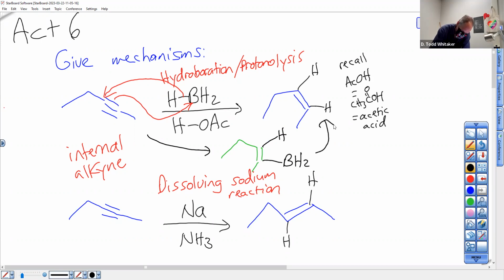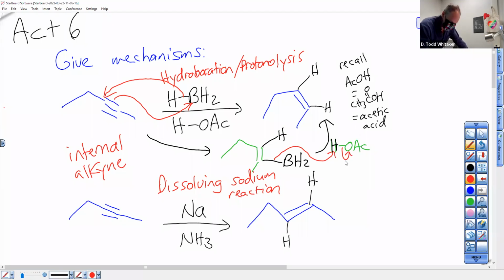And then protonolysis is here. HOAc. Carbon gets the H. OAc minus leaves. And you're done. That's it.